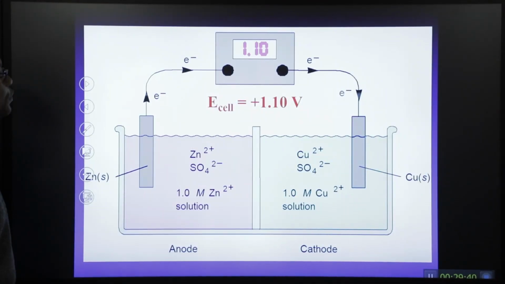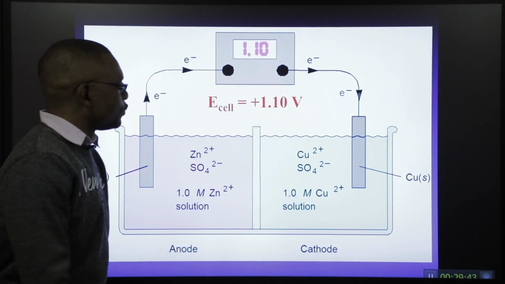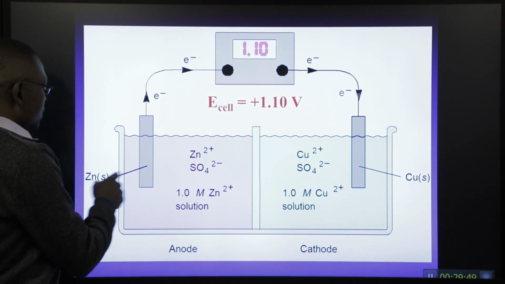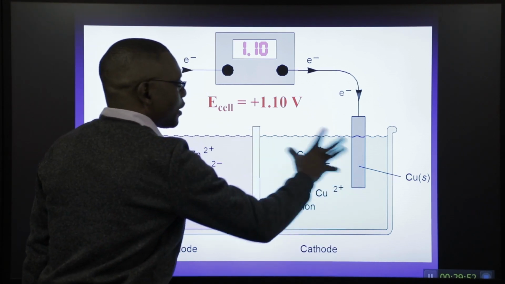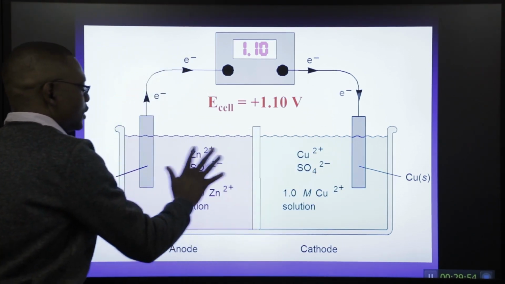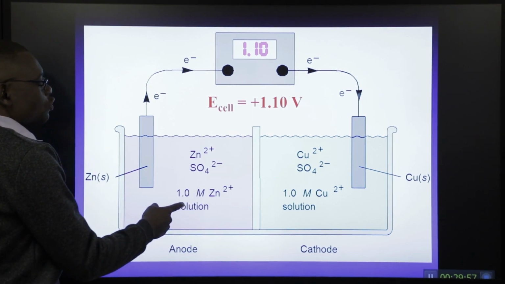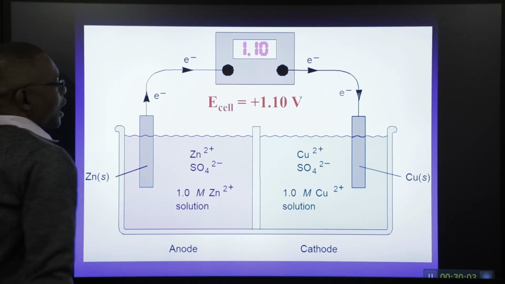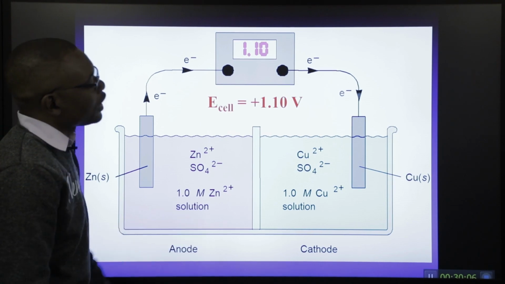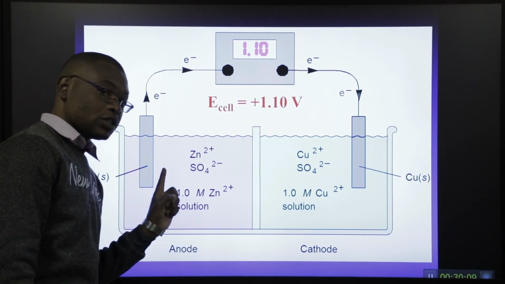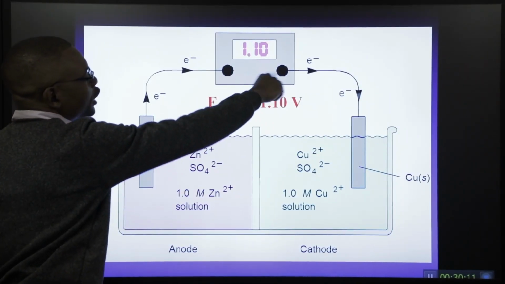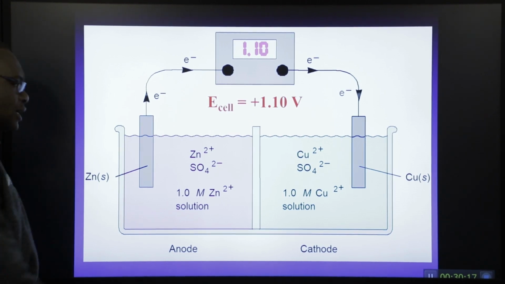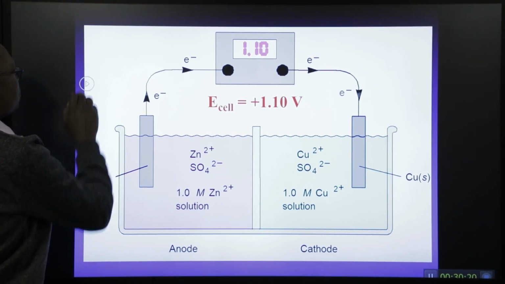Okay, so here we have this representation of a galvanic or voltaic cell, and this is zinc, this is copper, and this is a copper sulfate solution and a zinc sulfate solution, at a concentration of 1 molar. When this was allowed to undergo a simple reduction, and remember we are saying this is a spontaneous process, the voltage measured here was found to be 1.10 volts. So what does this imply, boys and girls?